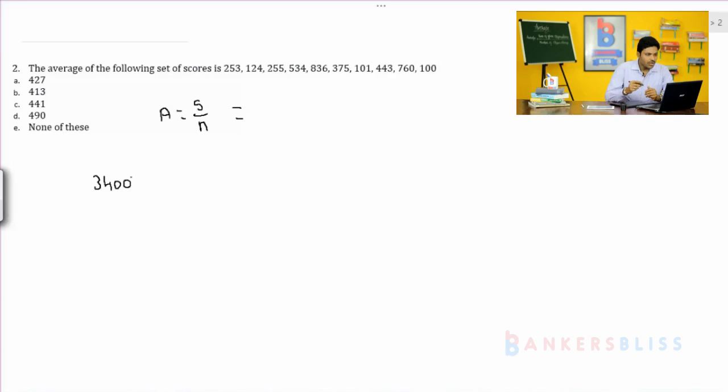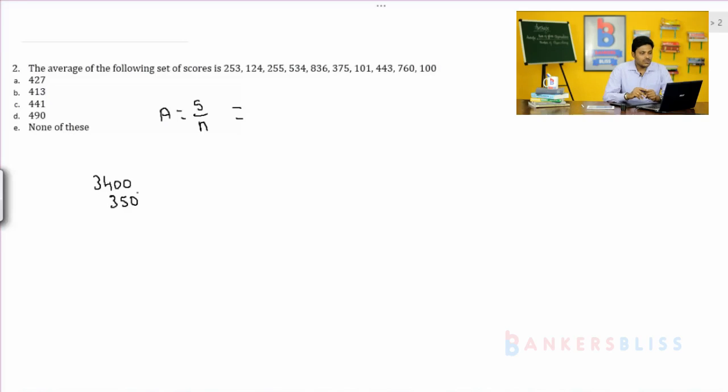Next, 53. In that 53 you consider only 50. Next 24 you consider only 20. Next 55 you consider only 50. Like that you do. 50 plus 20, 70. 70 plus 50, 120, 120 plus 30, 150, 150 plus 30, 180, 180 plus 70, 250, 250 plus 40, 290, 290 plus 60, 350. So 350.